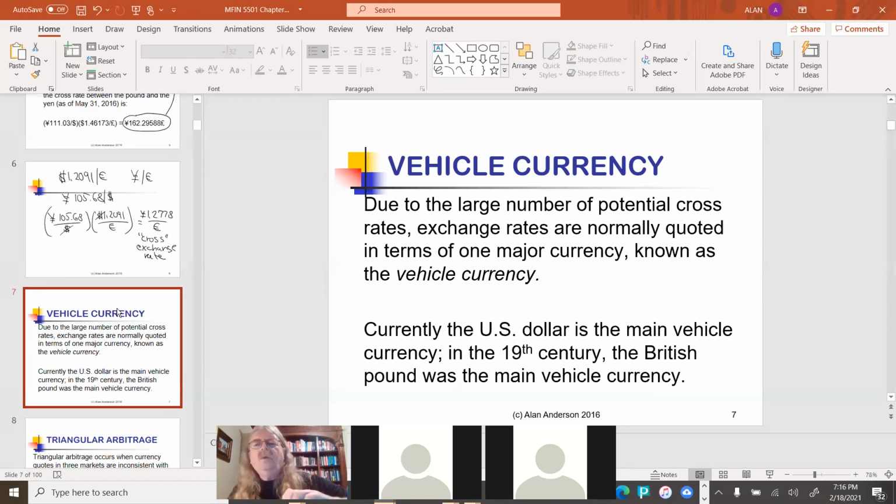What does that mean? Well, what happens is at any given point in time, there's usually one currency which is considered to be the dominant currency in world trade. Whatever that currency is, we call it the vehicle currency, and all of the other exchange rates are quoted with respect to that currency. And in fact, a lot of prices are determined in that currency as well. Now, for many years, the British pound was considered to be the vehicle currency, especially during the Victorian days, as you can imagine, when the British Empire was pretty mighty.